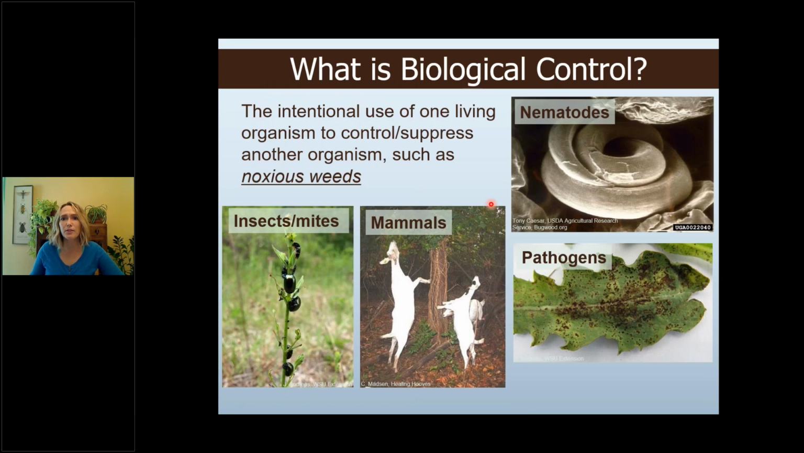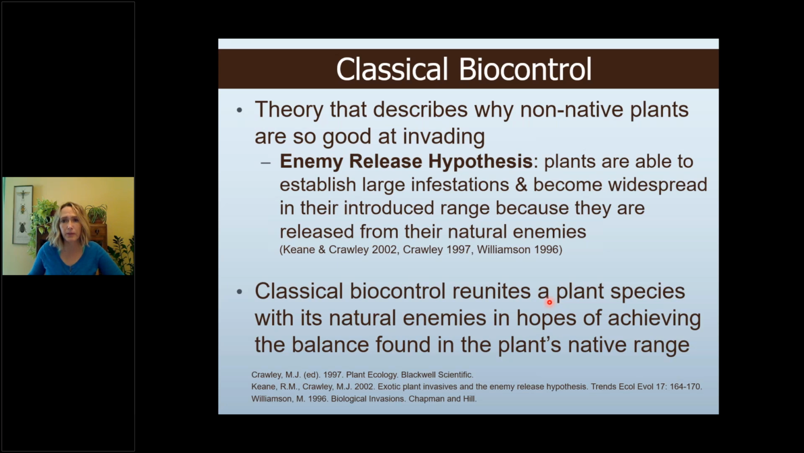So I think it's always helpful to back up and talk about what is biocontrol and define that. And that's the intentional use of one living organism to control or suppress another. And so you can use things like nematodes or mammals. This is obviously a terrestrial situation. But in classical biocontrol, we typically focus on insects, mites, and pathogens. So there are a number of different kinds of biocontrol, but the kind of biocontrol that I'm talking about today is called classical biocontrol. And this is really based off of a hypothesis referred to as the enemy release hypothesis.